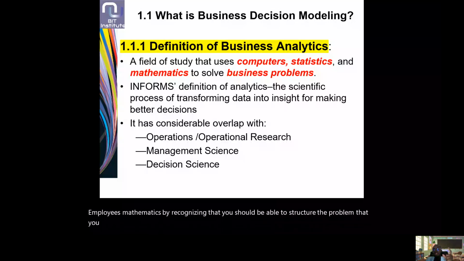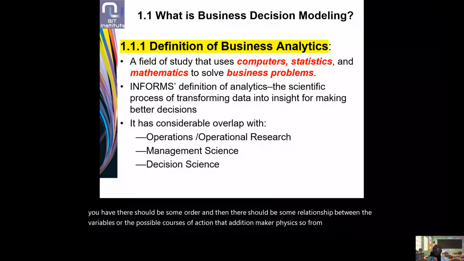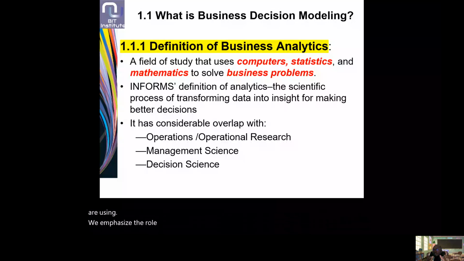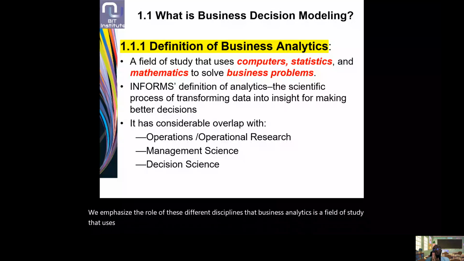There should be some order, and then there should be some relationship between the variables or the possible courses of action that a decision maker faces. So from the text that we are using, we emphasize the role of these different disciplines: business analytics is a field of study that uses computers, statistics, and mathematics to solve business problems.